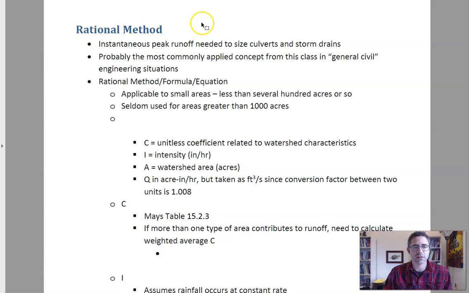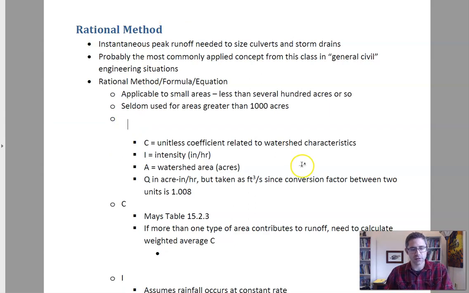All right? Seldom used for areas greater than 1,000 acres. In fact, I would say it's seldom used for areas greater than even 20 to 30 acres. And we'll talk about later when you might use one method versus the other, look at some regulations and so forth on that. But all right, so the formula is very easy to remember.